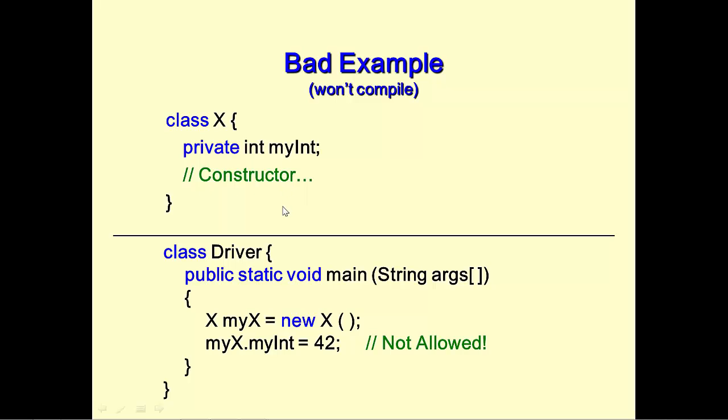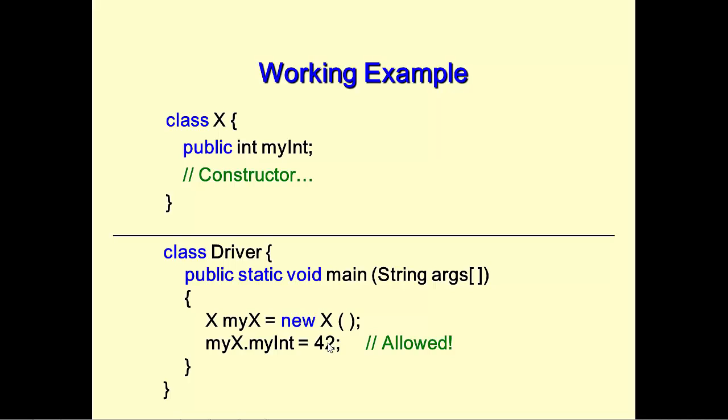Now here's something that you can't do. Notice we have public static void main, and then we try to create a new X inside of the driver here. My X gets a new X. That's totally fine, but if we were to try to access one of those private variables inside of X, it won't allow us to do it. So if you were to try to say myX.myInt, this private variable up here, and you tried to assign it the value 42, it's actually not going to compile. It's going to complain and say that you're trying to access something that's marked as private.